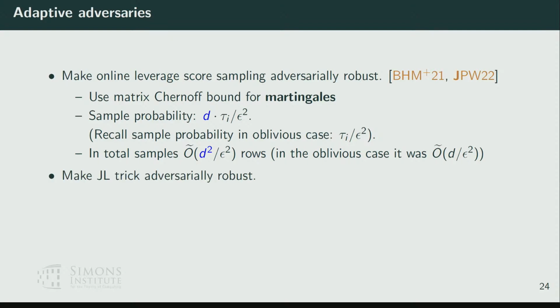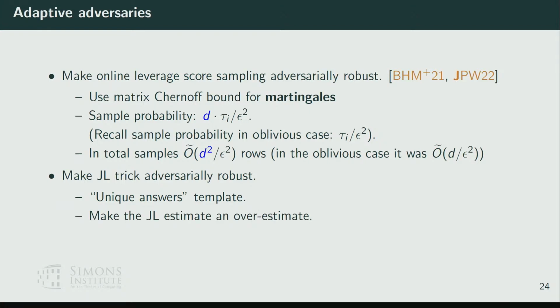And for the second part, to make the JL trick adversarially robust, I think it would fall into the unique answers template that Sachapo talked about. But what we do is that we just make the JL estimate an overestimate. So whenever the matrix doesn't sample a row, it's actually equivalent to how the algorithm would behave if the algorithm doesn't use the JL matrix. Because from the output point of view, you're not sampling any rows, you're just doing the same thing. So it's a unique answer.